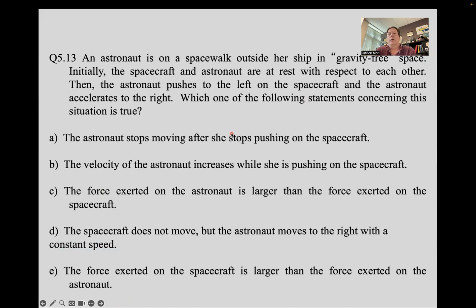An astronaut is on a spacewalk outside her ship in gravity-free space, which we know is not actually gravity-free. There's plenty of gravity there. It's just everything is falling the same way in free fall. Initially, the spacecraft and astronaut are at rest with respect to one another. Then the astronaut pushes to the left on the spacecraft, and the astronaut accelerates to the right. Which of the following statements concerning this situation is true? So there are 5 statements of physics there. Which one of those is true?